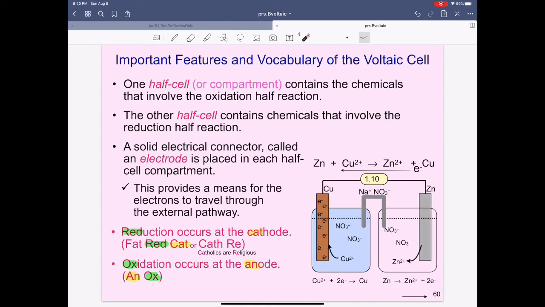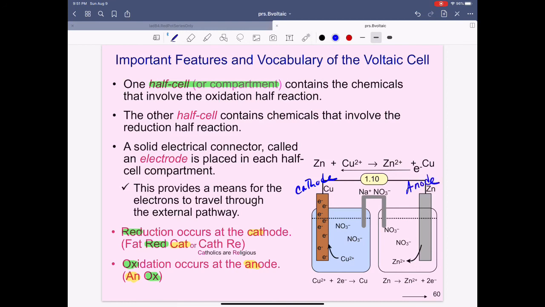A few important features and vocabulary that we might want to pay attention to. I've been calling these containers half cells or compartments containing the particular appropriate reduction or oxidation chemicals. The piece of metal that is stuck in the solution is known as the electrode, and AP is going to give very particular names to those electrodes, and where reduction occurs we will call it the cathode, and where oxidation occurs we'll call it the anode.